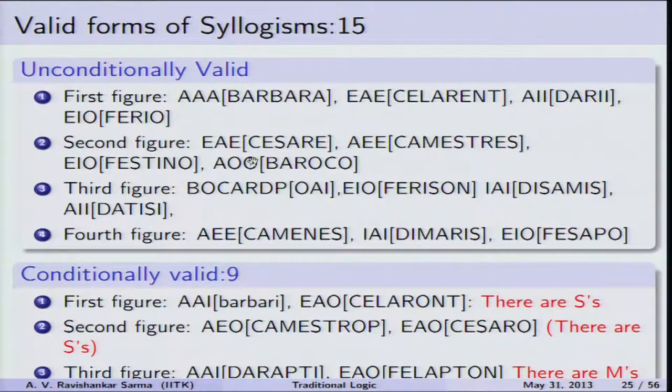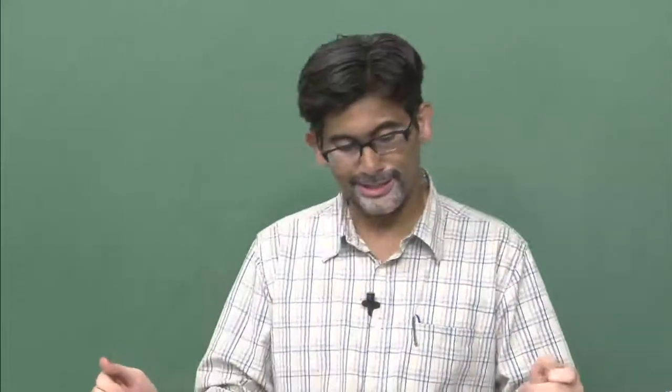But what do we mean by saying that they are unconditionally valid? There are no specific external conditions which are imposed on them, which also happens to be true in the case of modern logic as well. Later Boole worked extensively on the Aristotelian theory of syllogisms, which constitutes modern logic. So there you will see that all the syllogisms that are listed under the category of unconditionally valid syllogisms are going to be valid even in modern logic as well.